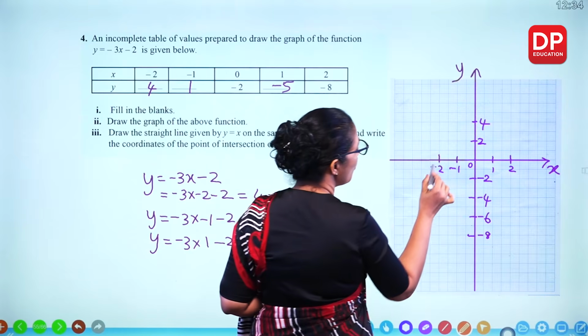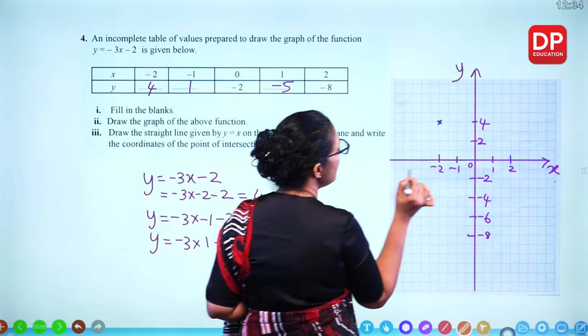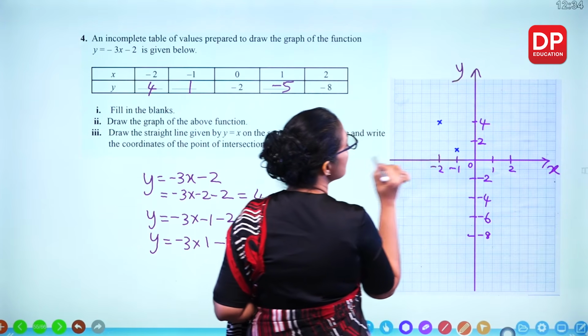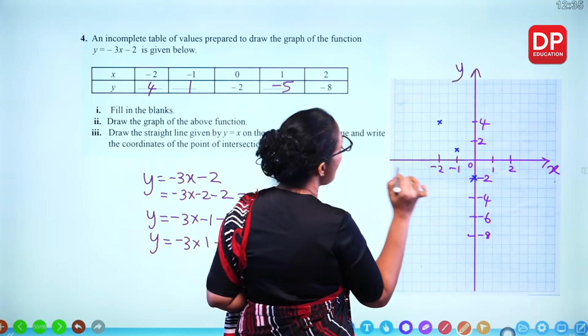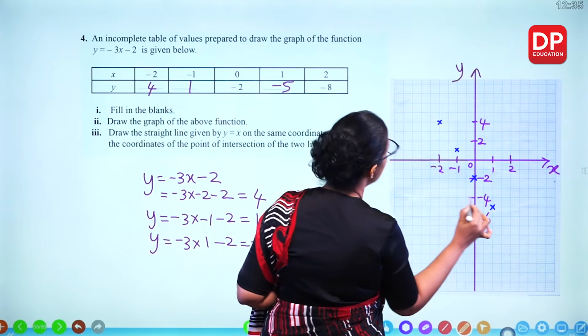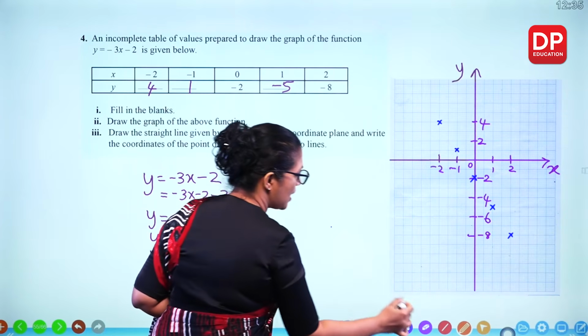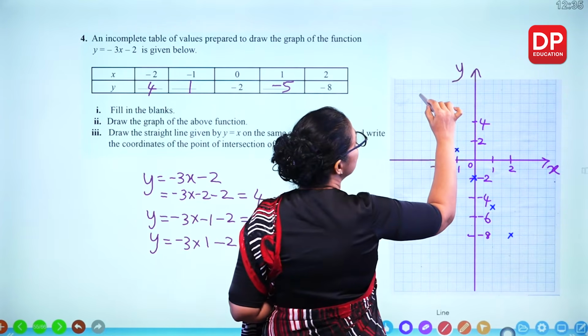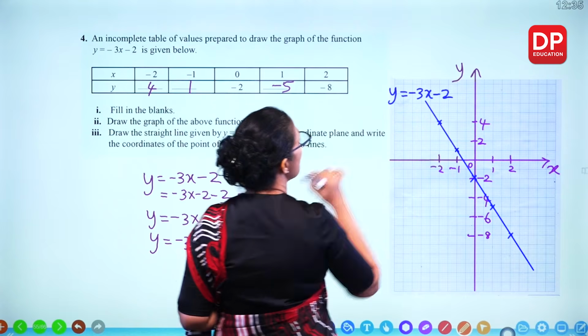Minus 2, 4. Minus 2, 4 here. Minus 1, 1. This point. 0, minus 2, 1, minus 5, 2, minus 8. Now connect. So you get this one. So y equals minus 3x minus 2 graph.